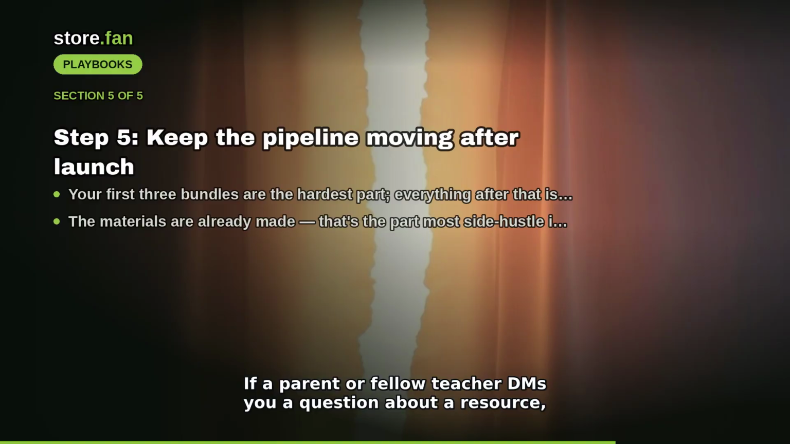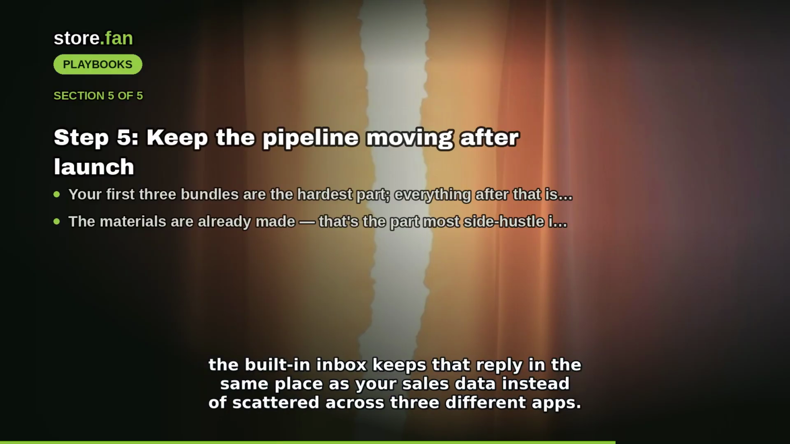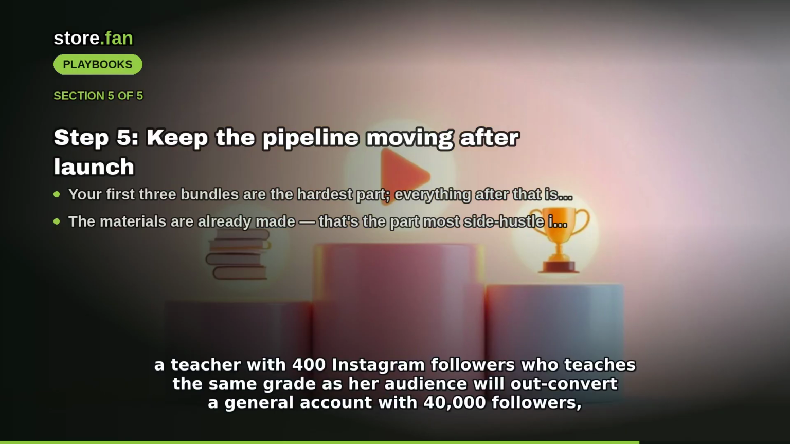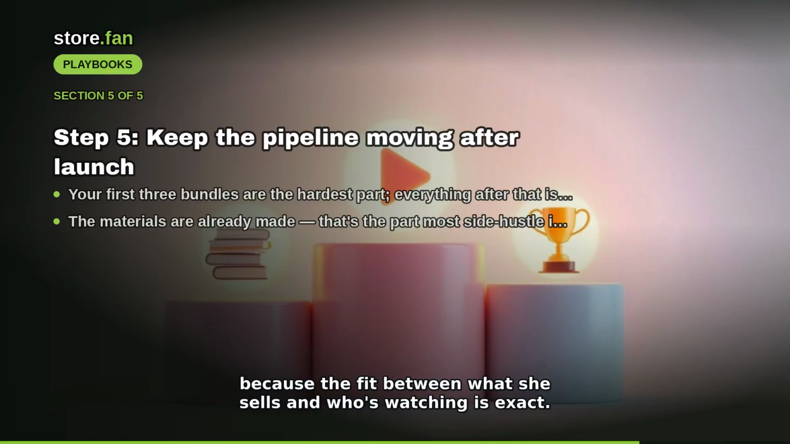If a parent or fellow teacher DMs you a question about a resource, the built-in inbox keeps that reply in the same place as your sales data instead of scattered across 3 different apps. None of this requires a big audience to start working. A teacher with 400 Instagram followers who teaches the same grade as her audience will outconvert a general account with 40,000 followers, because the fit between what she sells and who's watching is exact.